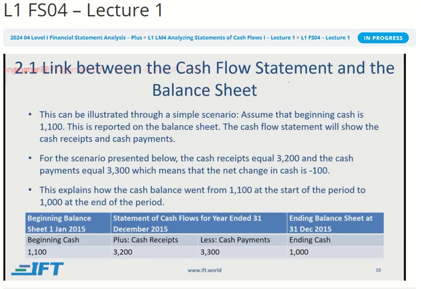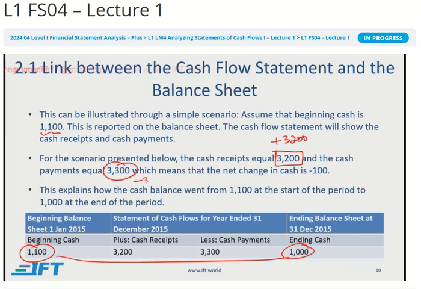And let's have a look. So let's say there is a simple scenario. Beginning cash was 1,100 and ending cash is 1,000. So how did we get from 1,100 to 1,000? Let's say you got cash of 3,200. So this is money coming in. And you paid 3,300. So this is money going out. So naturally you have paid more than you've received. So 100 is the amount you've paid more. Therefore, your cash went from 1,100 to 1,000, right? So it's very simple and very straightforward actually.